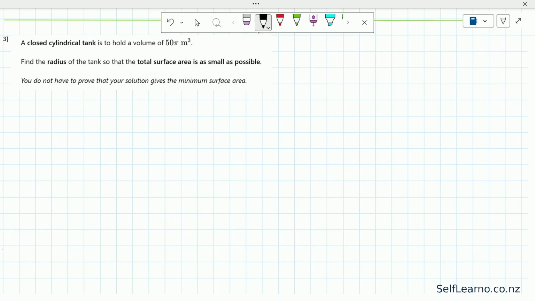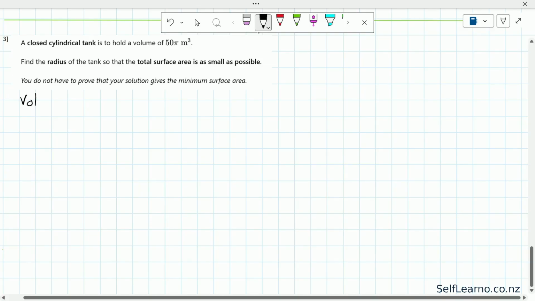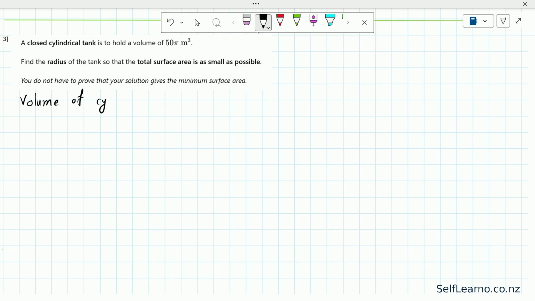Volume is given. So volume of cylinder is 50 pi cubic meter. And we have the formula of that. Pi r square h is 50 pi. Pi cancel if you want. So you have r square h is equal to 50. Please keep patience.